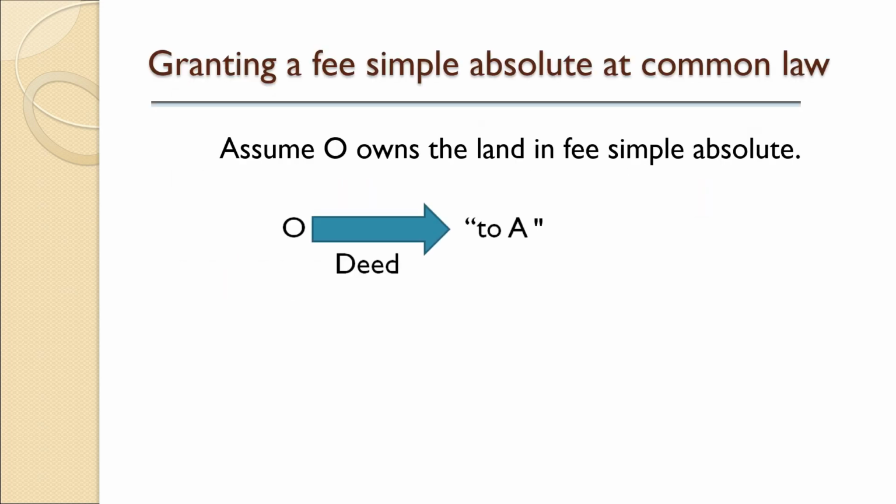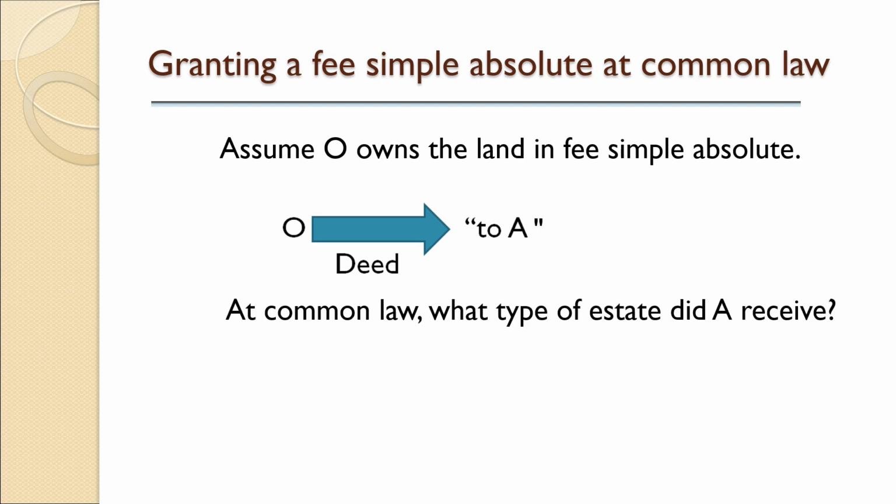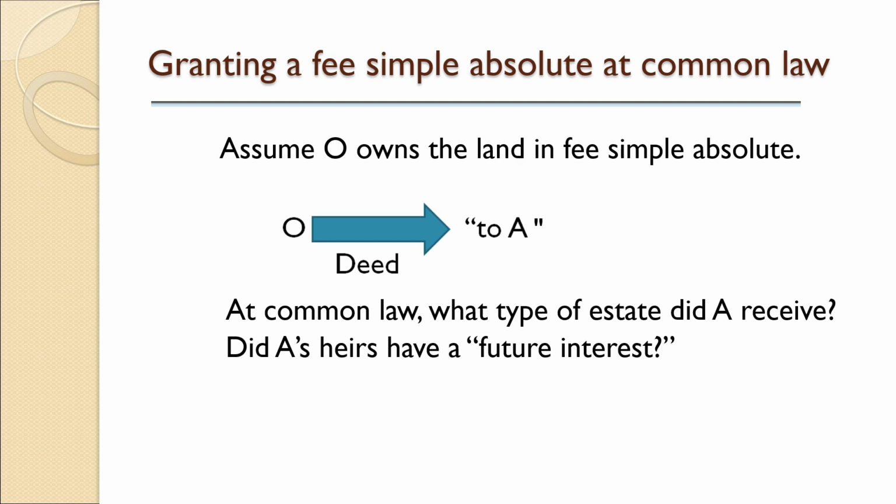Let's go back to the Old English common law, and by that I mean the law of England as it existed perhaps in the 15th, 16th, and 17th centuries. And let's assume that O owns some land in fee simple absolute and executes a deed that says, I grant this land to A. At common law, what type of estate did A receive? Well, in a way, this is a trick question because the answer is that A received not the full fee simple absolute that O had, but only a life estate.